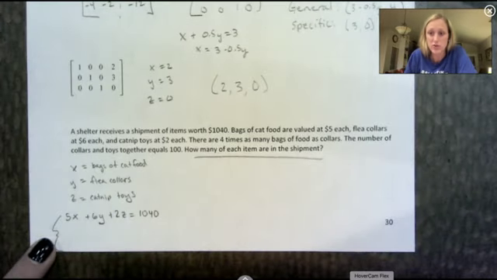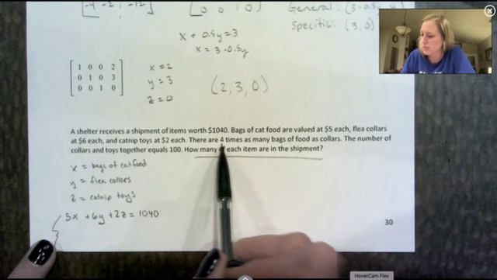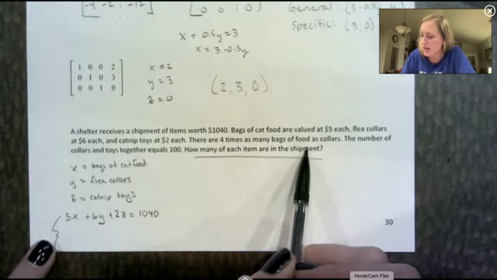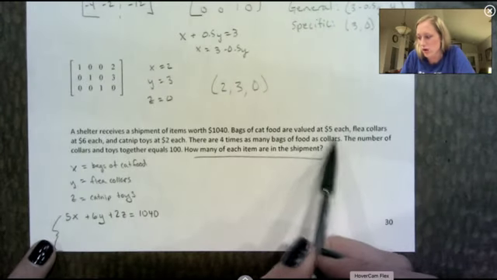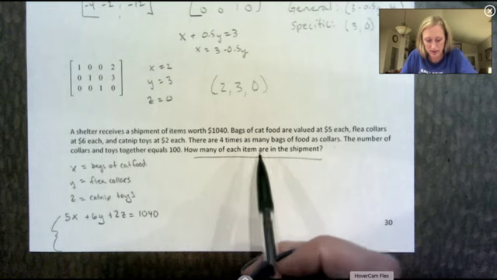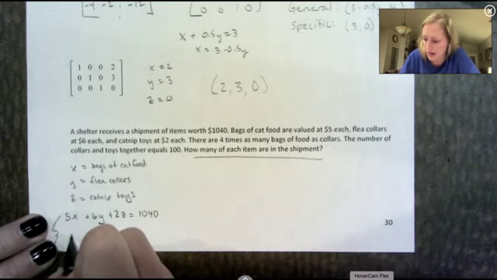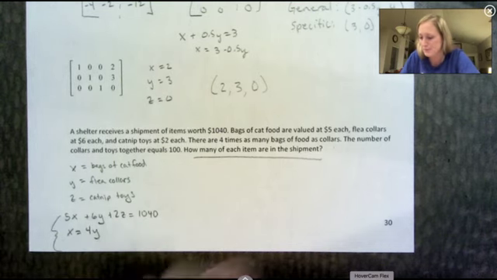When I have 3 unknowns, I want to make sure I have 3 equations. So the next sentence says there are 4 times as many bags of cat food as collars. So if I multiply the number of collars times 4, that would equal the number of food bags. So the number of food bags is X equals 4 times the number of collars, which is Y.